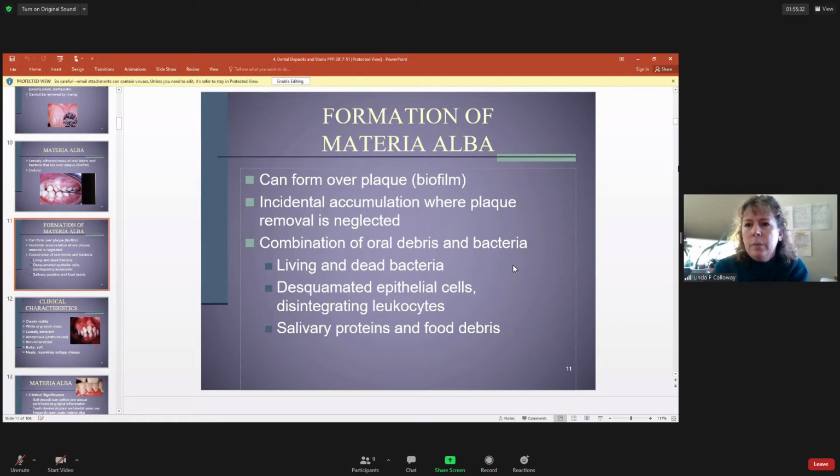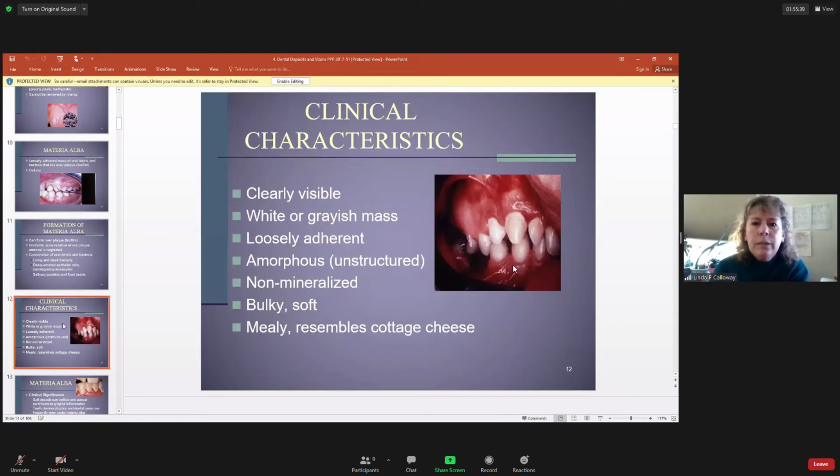Get it back up here. Okay. So clinical characteristics. Oops, go back to this way.